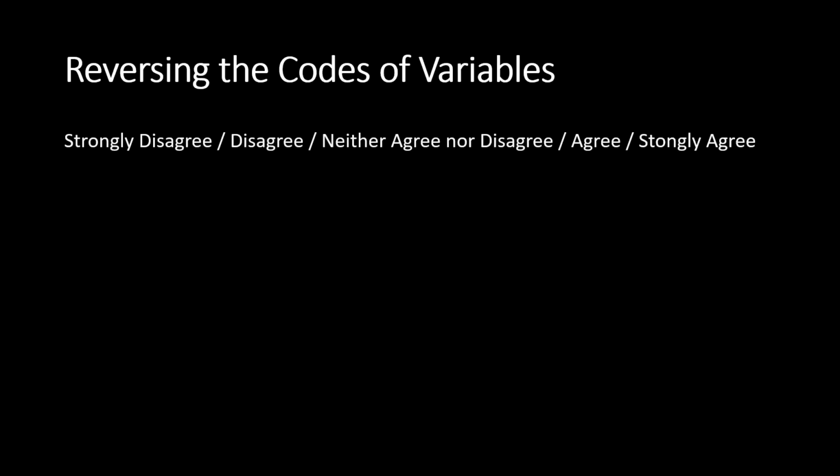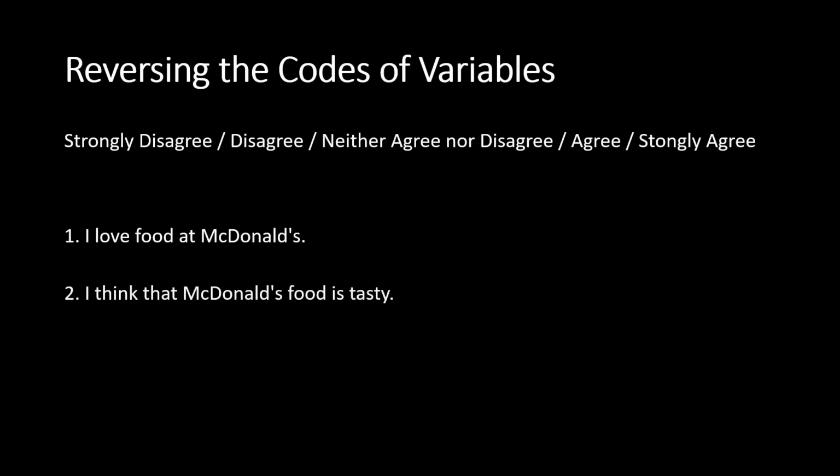You want to find out, let's say, to what extent participants like food from McDonald's. You give them 3 statements on this topic and the respondents have to choose if they strongly disagree, disagree, neither agree nor disagree, agree or strongly agree with the statement. We will have these 3 statements as an example. The first one, I love food at McDonald's. Second one, I think that McDonald's food is tasty. And the third one, I think McDonald's food is disgusting.